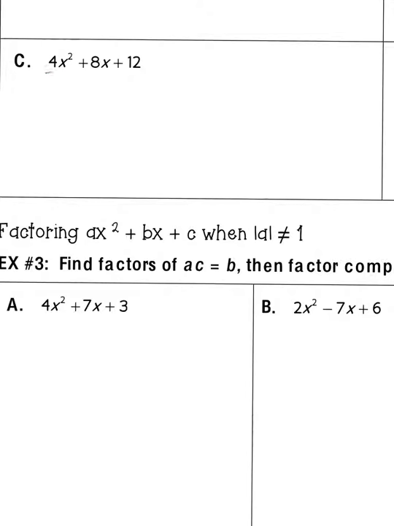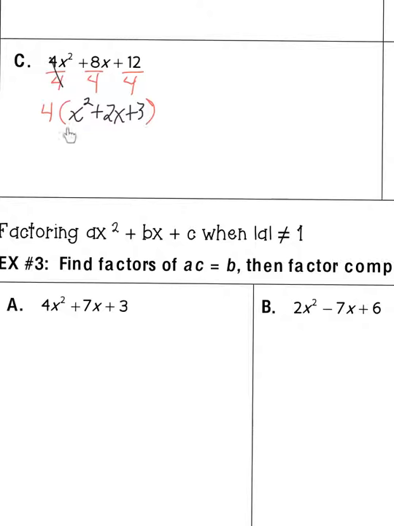Okay, so as you look at the numbers, each of these are divisible by 4. So we're going to pull a 4 out in front. That leaves me with an x squared. 8 divided by 4 is 2x. 12 divided by 4 is plus 3.